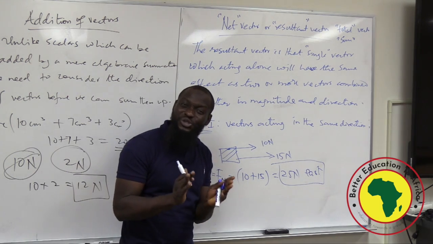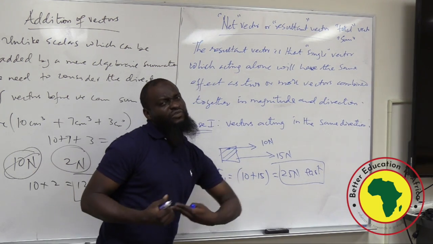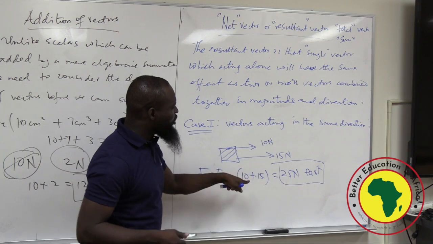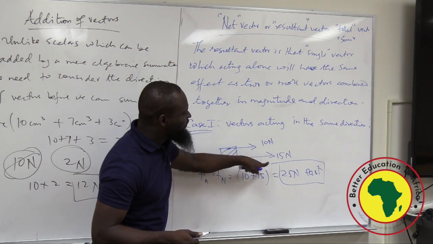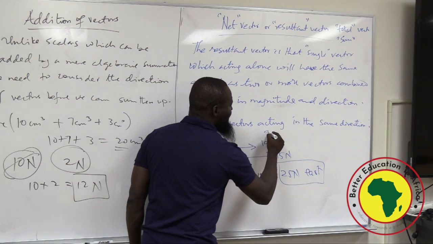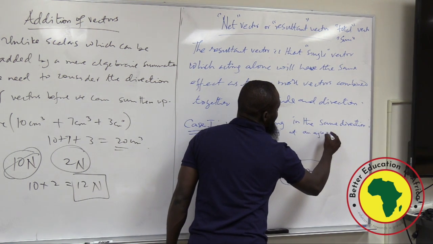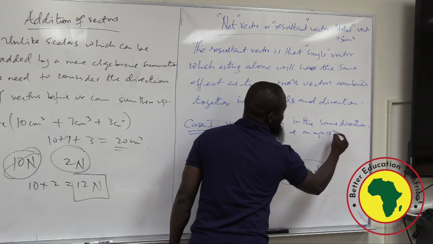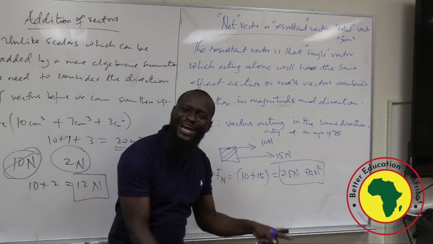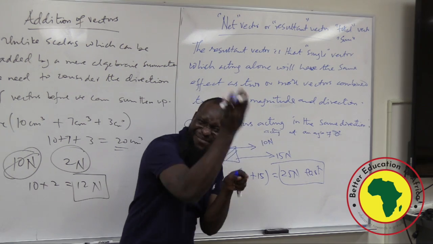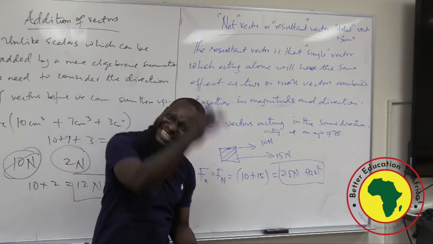When they want to confuse you, instead of telling you that these vectors are in the same direction, they can tell you that the 10 Newton force and the 15 Newton force are acting at an angle of 0 degrees between them. An angle of 0 degrees means they are along the same line. It means they are in the same direction.